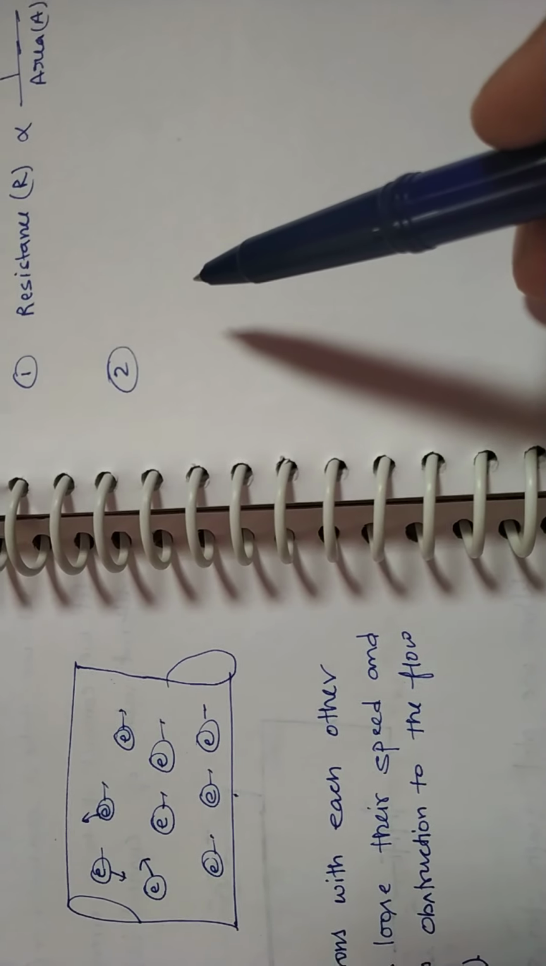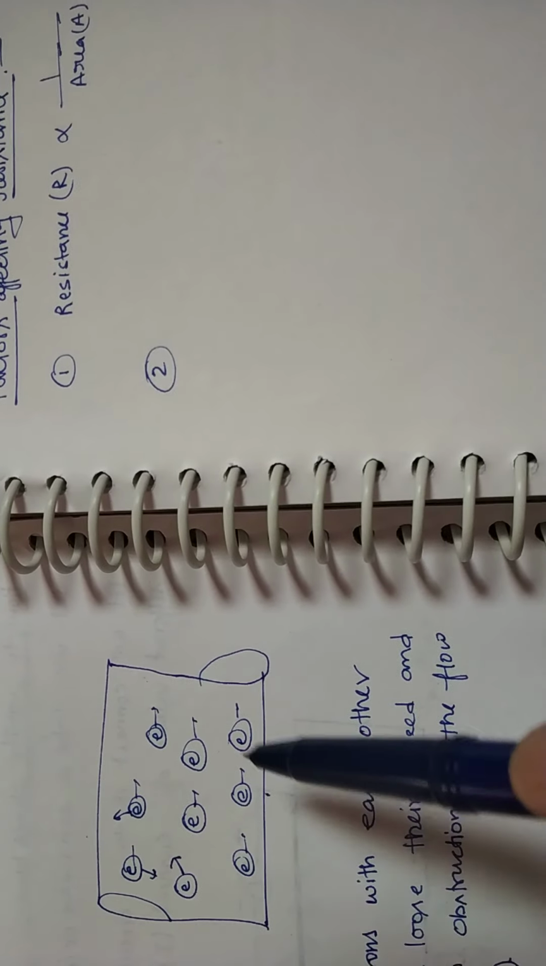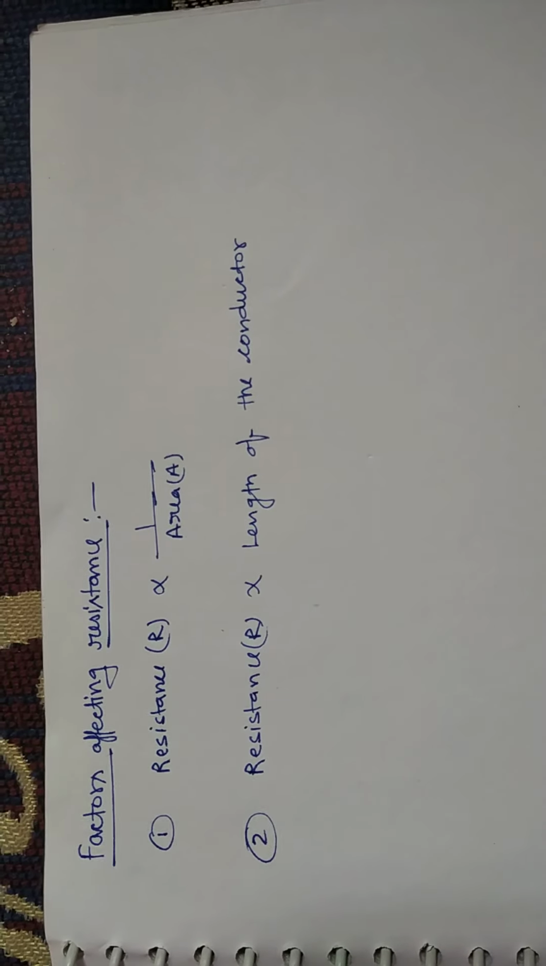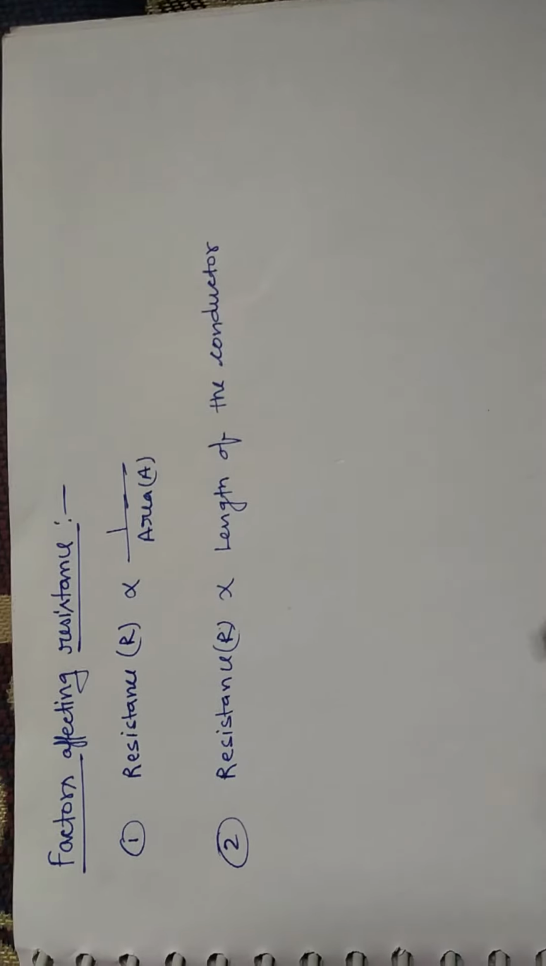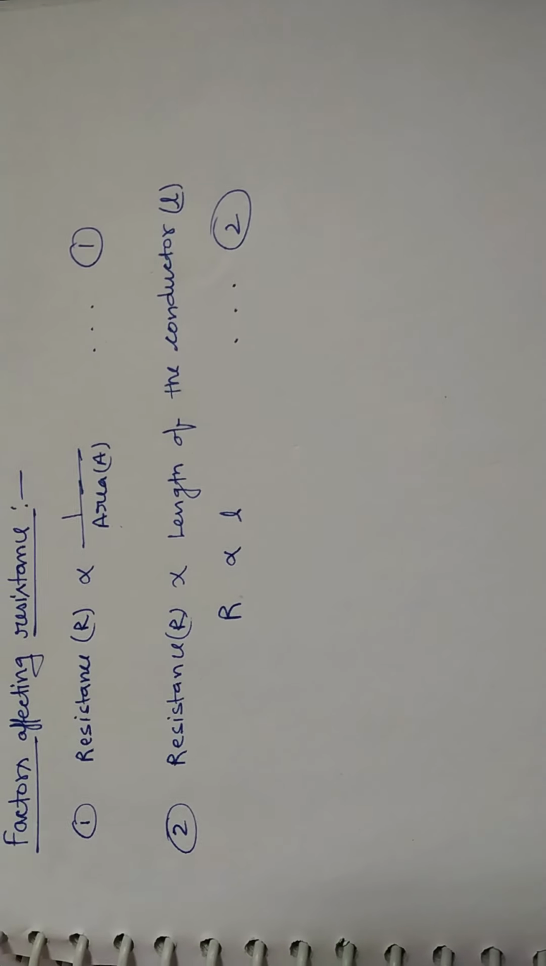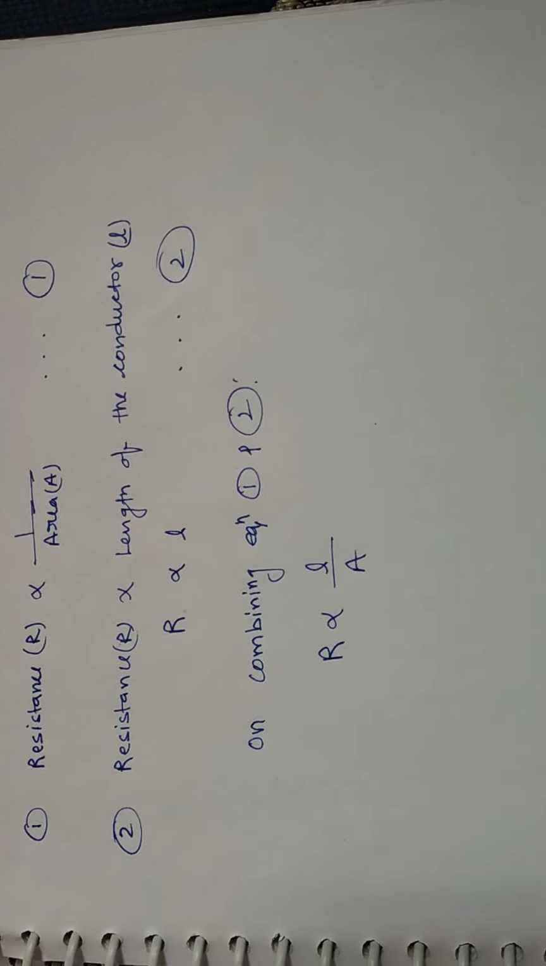This means that if the length of the wire increases, the resistance will keep on increasing also. So here is the second condition: it depends on the length of the conductor. Let us assume the length of the conductor is L. Now if we combine equation 1 and 2, what do we get? This way we will get R proportional to L upon A.